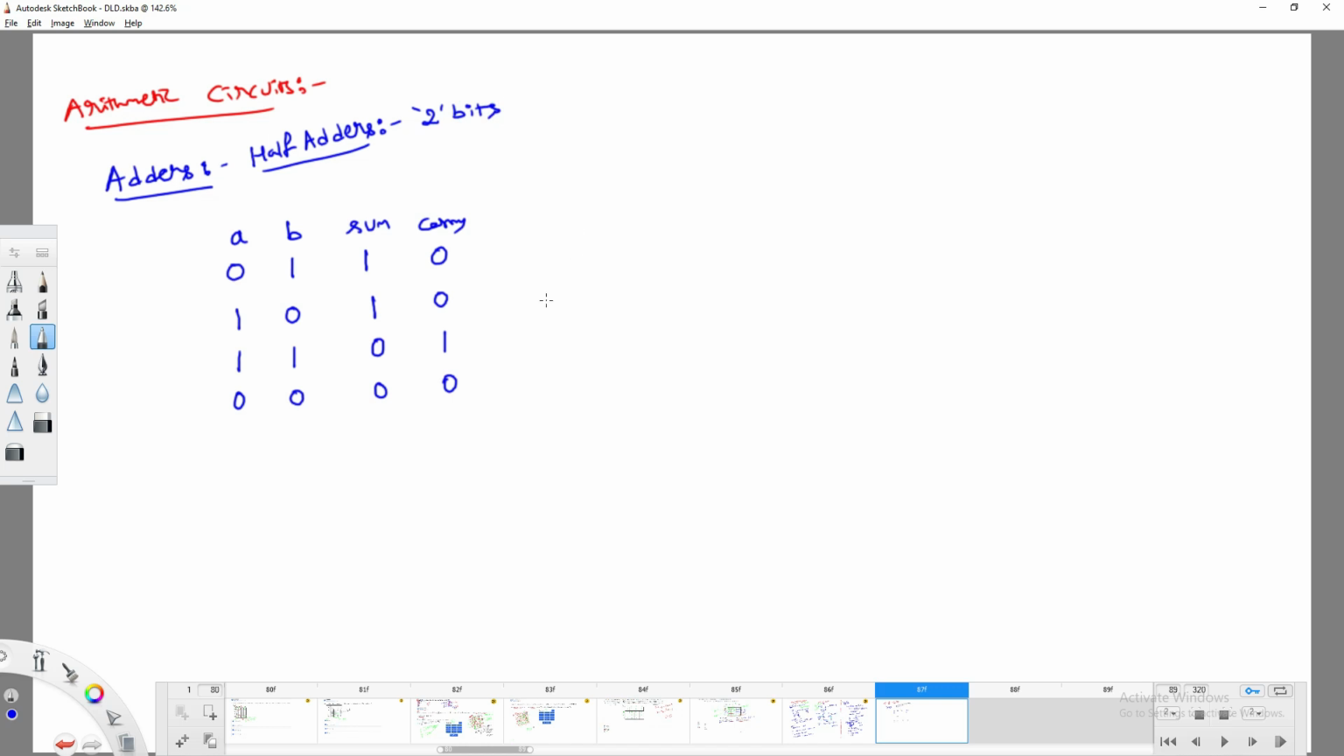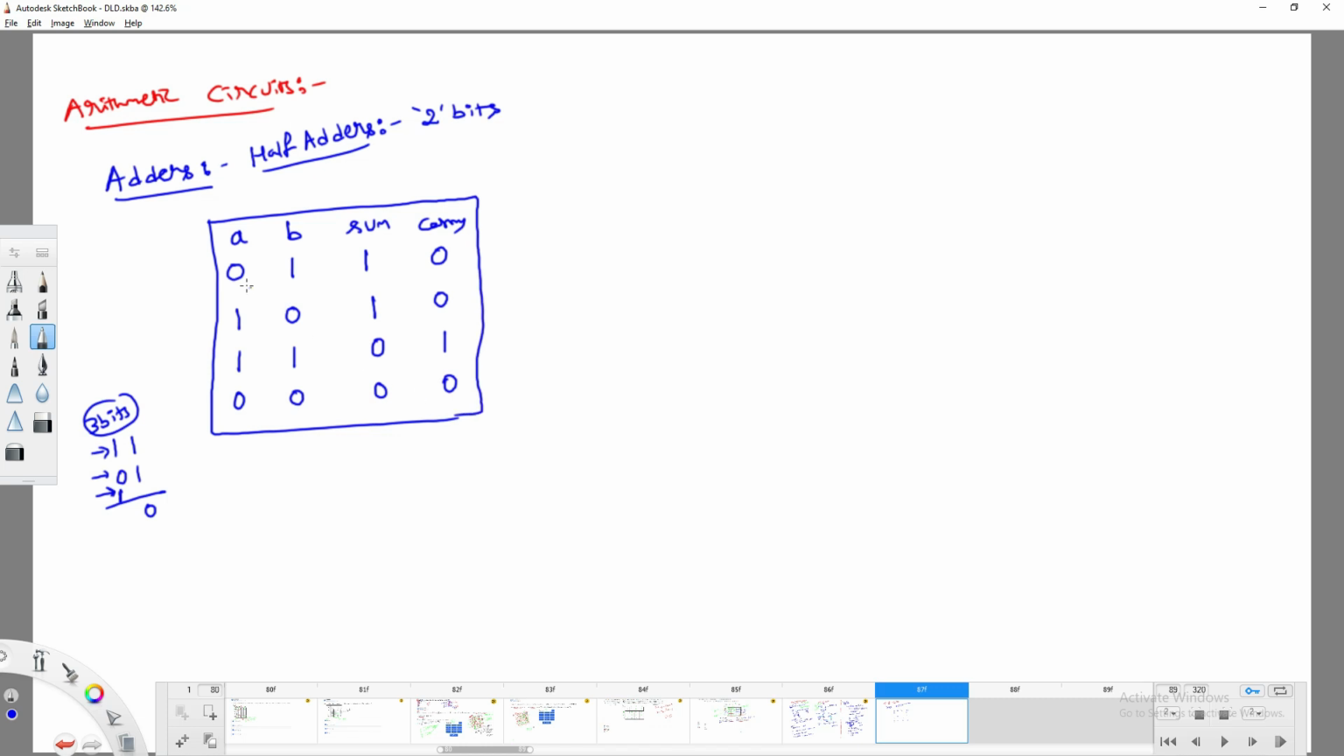But if you look into the real world, does it really contain only 2 bits to add? No. For example, if I take 1 and 1 and try to add them, you get 1 0. And how many bits do you need to add the next time? 3 bits, right? But you cannot add them with the help of this logic. That's why I call it a half adder, meaning that half adders are meant to add 2 bits only. Okay, fine.